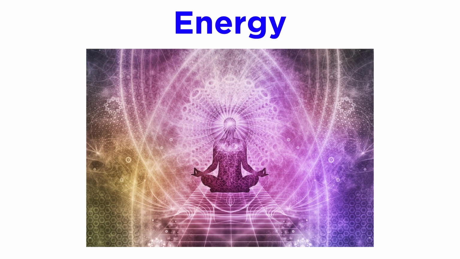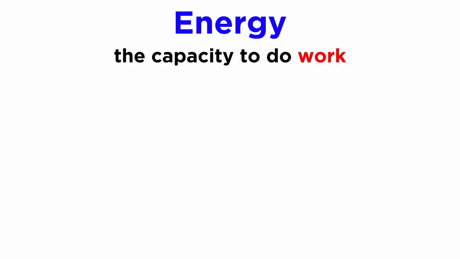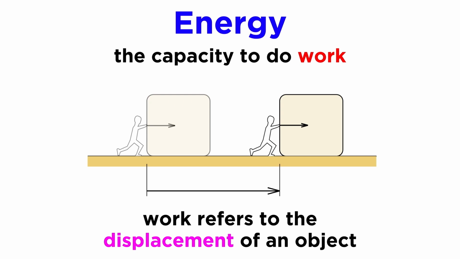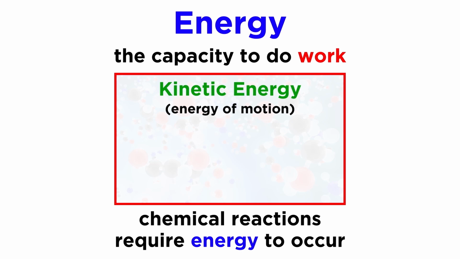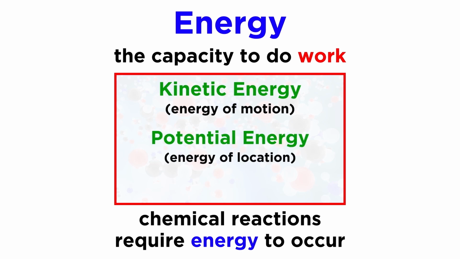Although the word energy is tremendously misused in common parlance, in science it means something very specific. Energy is the capacity to do work, whereby work means the displacement of an object. So for molecules to move around and do chemistry, this will require energy, which can take on an incredible number of forms, such as kinetic energy, the energy of motion, and potential energy, the energy of location. And in chemistry, we measure energy in joules.